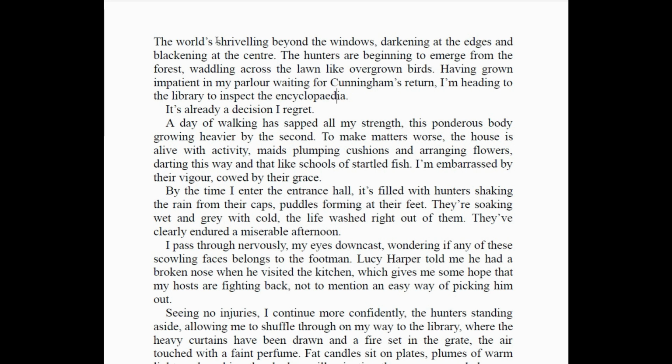So we've got, you know, the world is shrivelling, darkening and blackening. And do notice things like you've got at the edges, which is a prepositional phrase, and it's the opposite of at the centre. Yeah, it's darkening at the edges and blackening at the centre. And so do notice these little tricks that the writer uses. It's a very interesting book, and this is why I plan on reading it later.